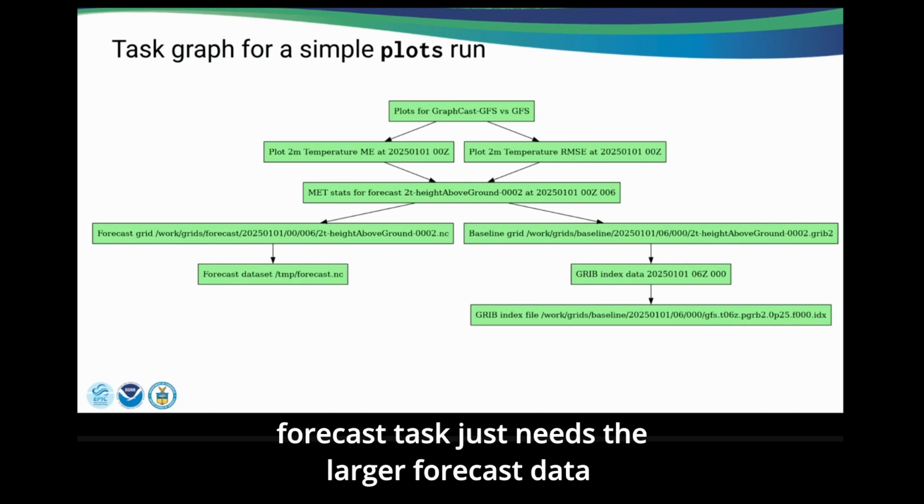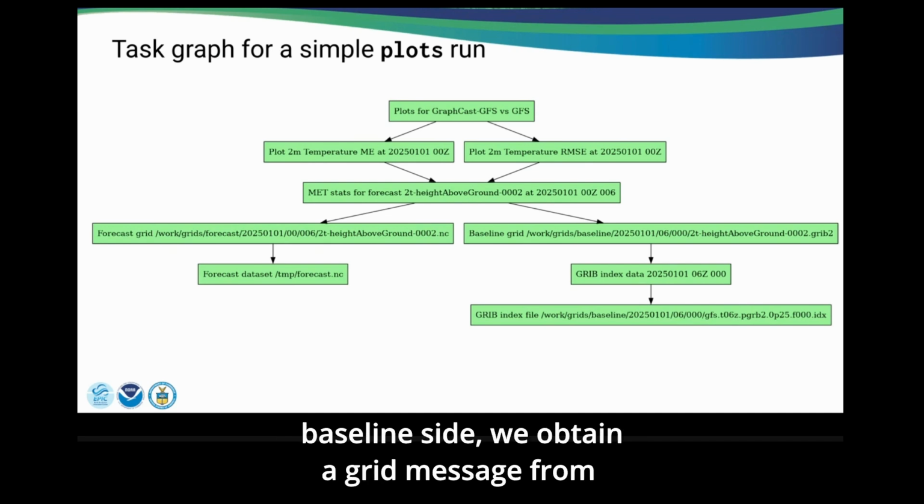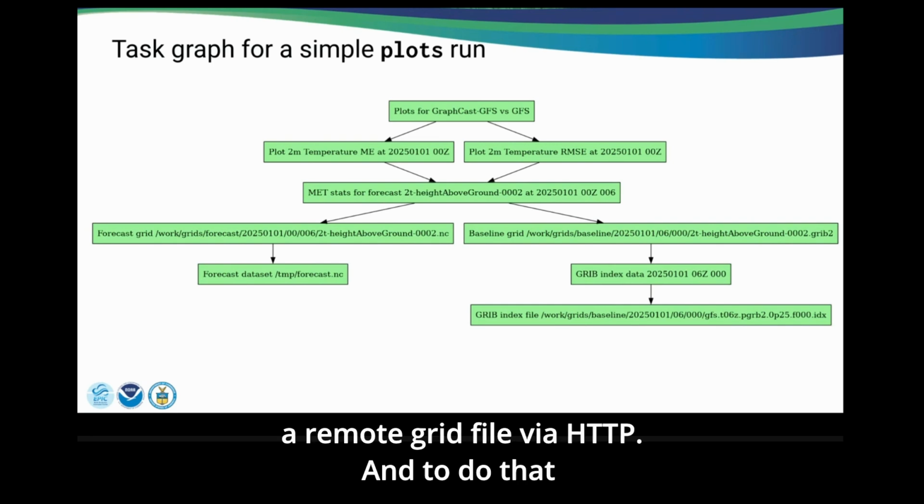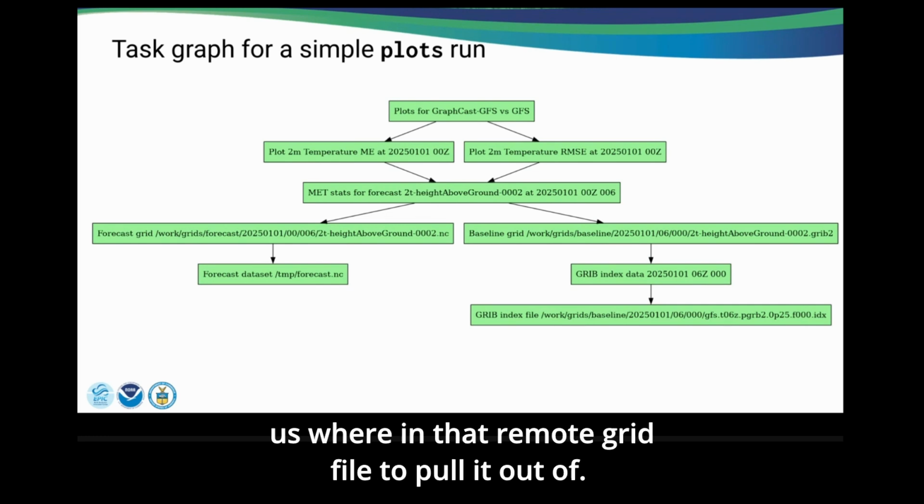The forecast task just needs the larger forecast data set that it can pull that grid out of. And on the baseline side, we obtain a grid message from a remote grid file via HTTP. And to do that efficiently, we rely on an index file that tells us where in that remote grid file to pull it out of.